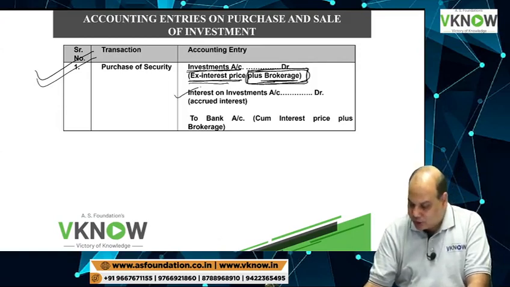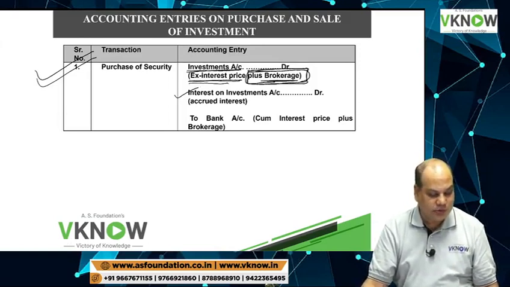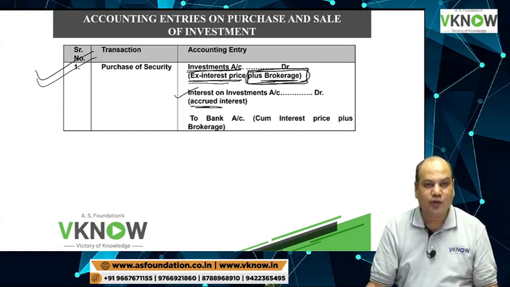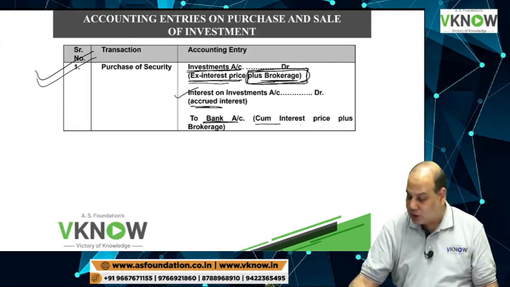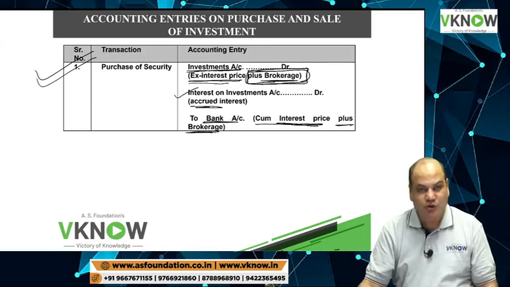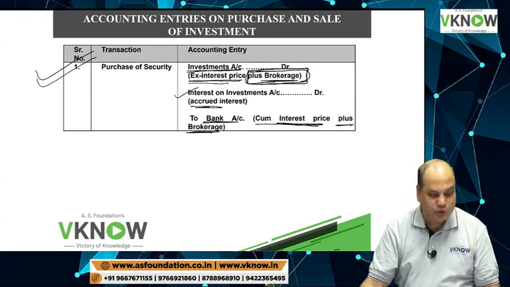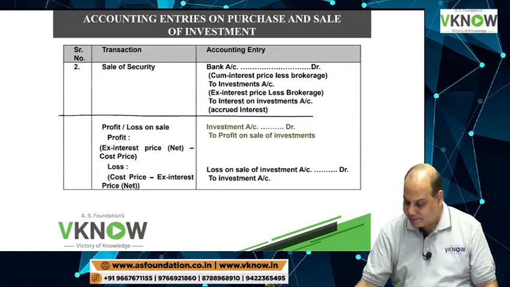Then you will debit interest on investment, the interest accrued. Example number 6 will help you understand this interest accrued, which was 2,500 rupees, and to the bank the total amount paid. The total payment will be the cum-interest amount paid plus any acquisition cost like brokerage, fees, stamp duty, or commission. Those will also be added. This is the entry in the books of the buyer.